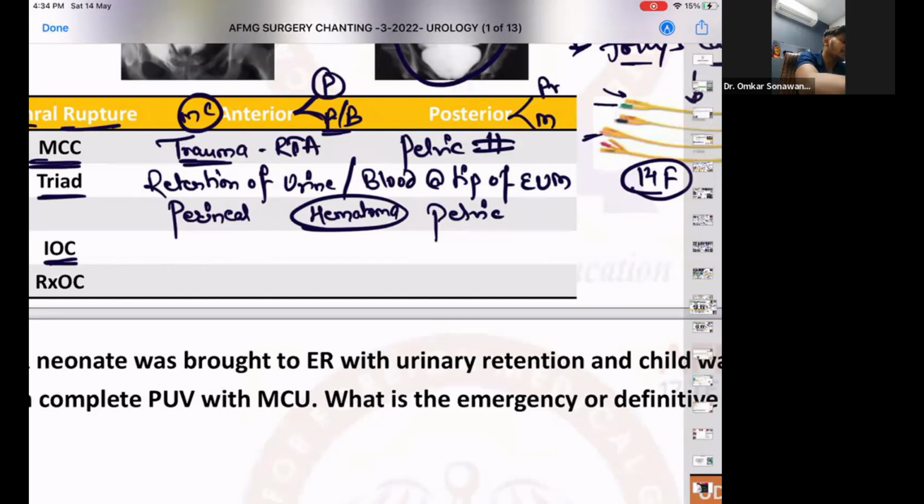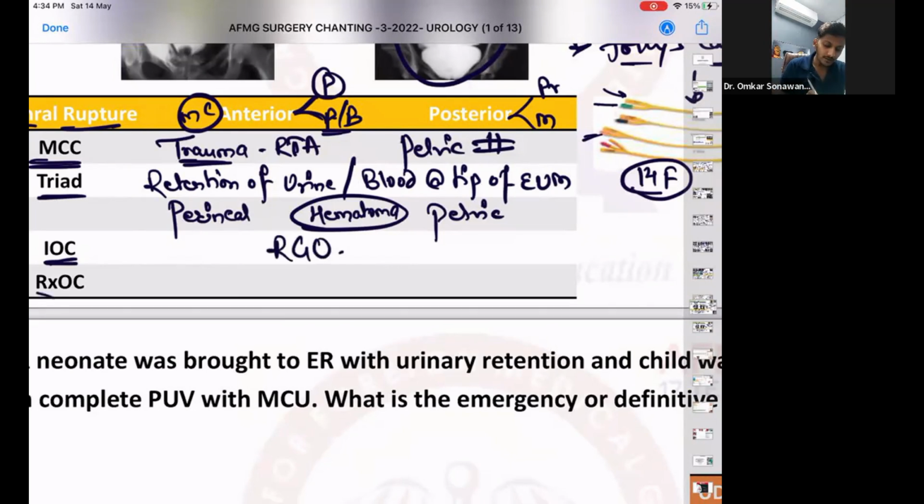The investigation of choice is RGU. Please remember, don't make a mistake over here, guys. The investigation of choice in this patient is usually RGU, that is, retrograde urethrogram.